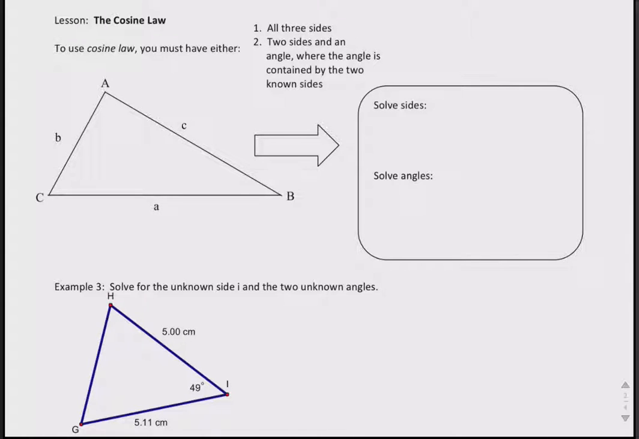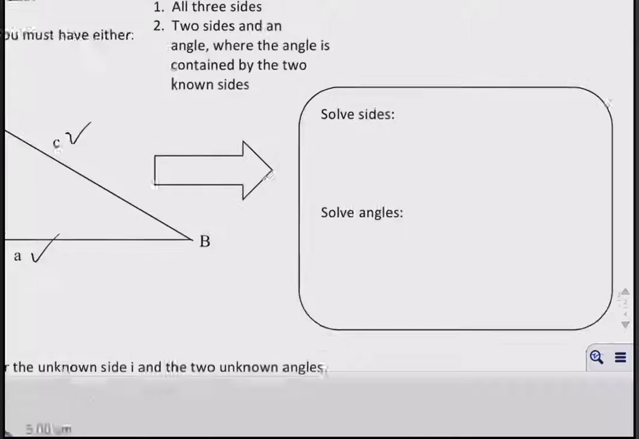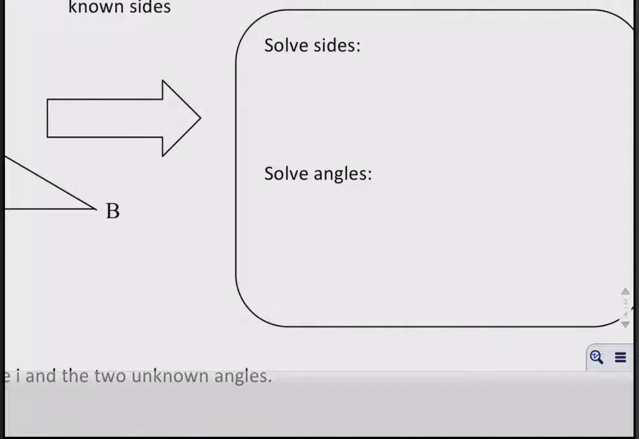Let's now look at the cosine law. The cosine law is used in two circumstances. The first one is when I have all three sides. In other words, I have side A, side C, and side B. And in that case, I would rewrite that as you're solving for an angle.